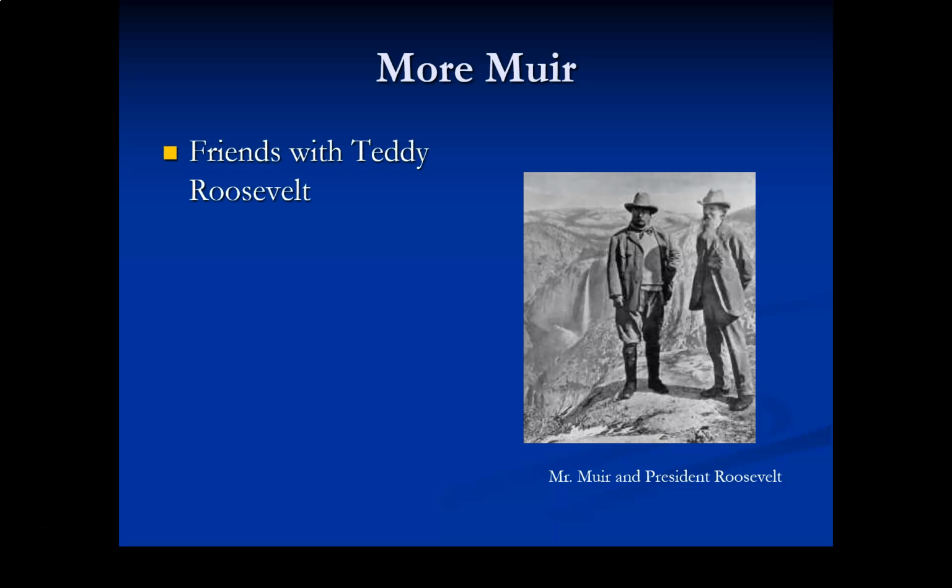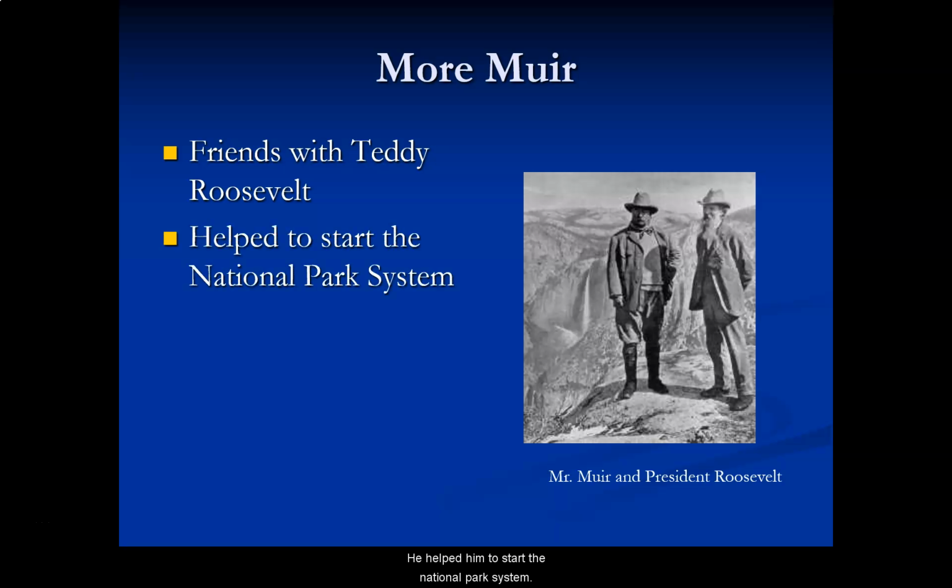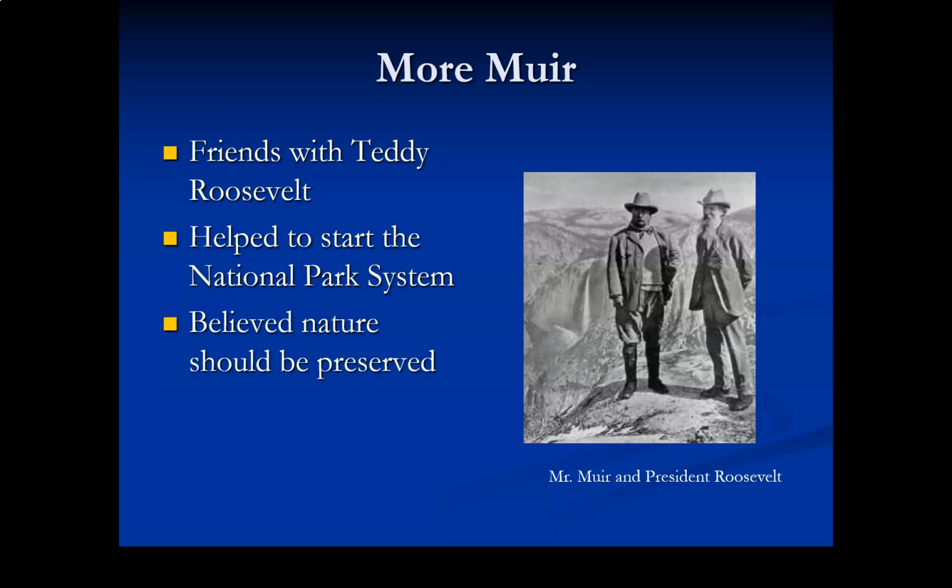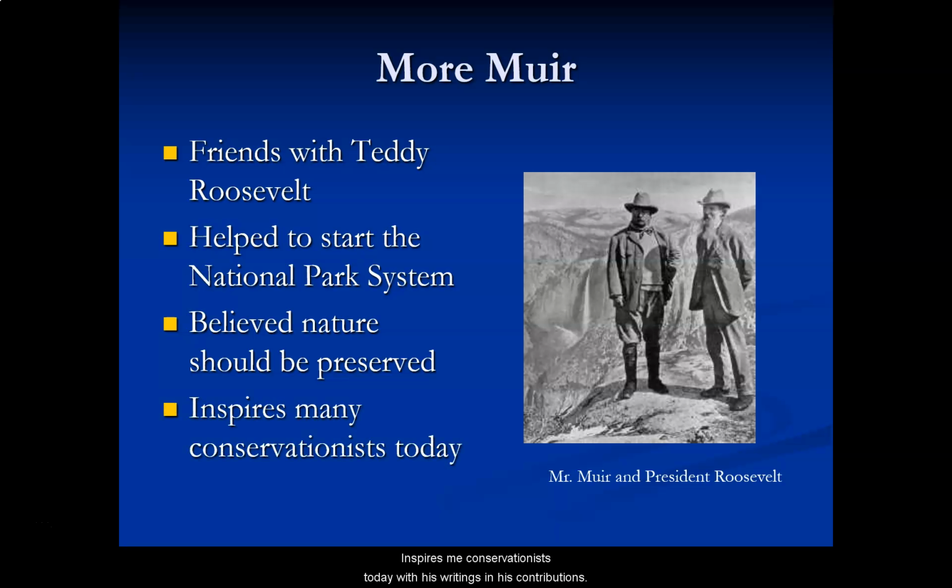John Muir was also friends with Teddy Roosevelt, and he helped him to start the national park system. You can see a picture of Mr. Muir with President Roosevelt on the right. Muir convinced President Roosevelt that nature should be preserved, and he inspires many conservationists today with his writings and his contributions.